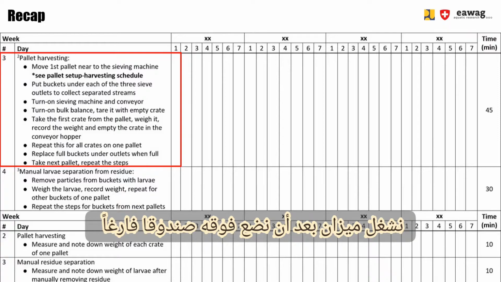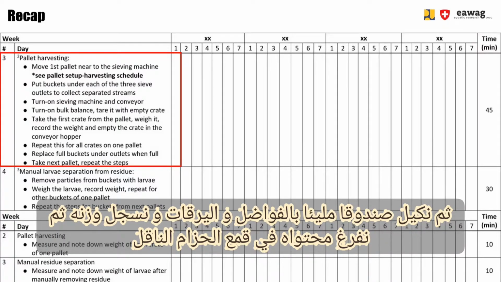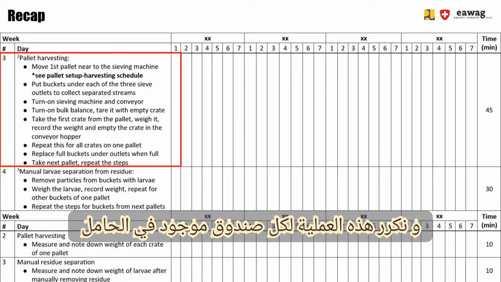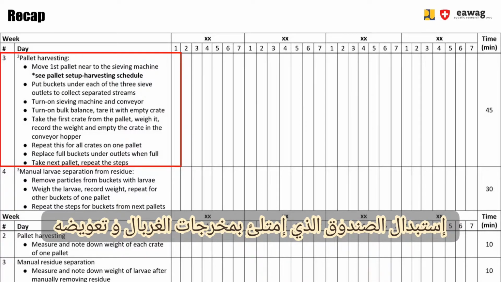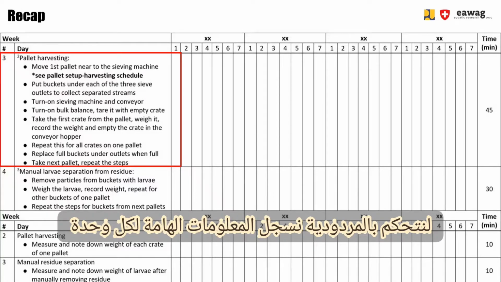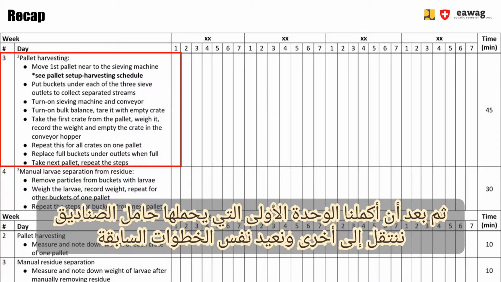We then took the first crate, weighed it, and noted down the weight before emptying those 3 crates into the container hopper and repeating this process for all crates on the pallet, while replacing the full buckets under the outlets with empty ones, making sure that all the full buckets of one pallet were kept separated from the other pallets so that we can measure the data separately. And we then repeated the process for the other pallets that we have to harvest.